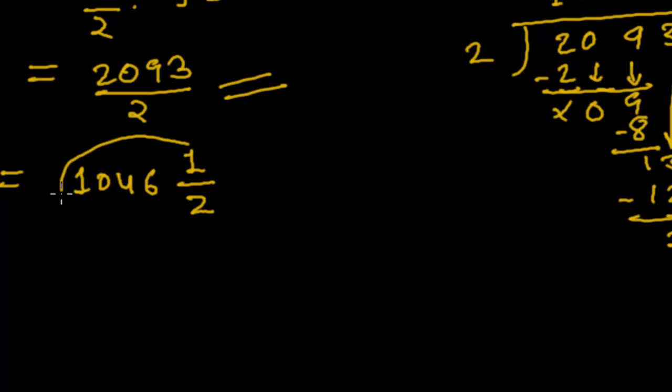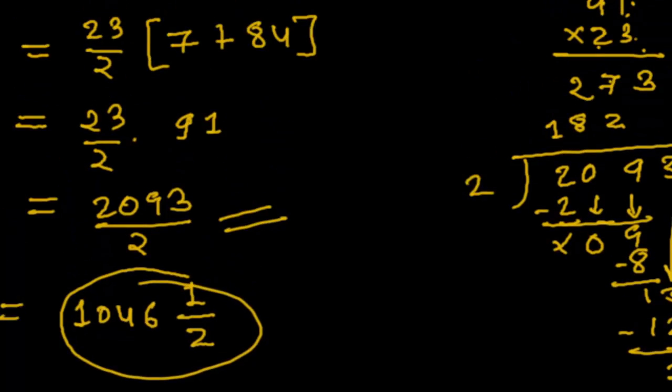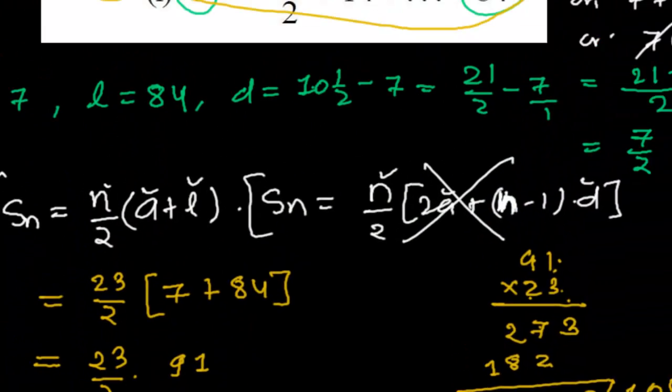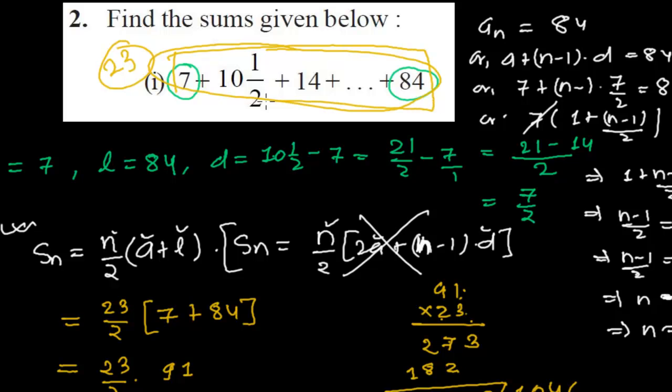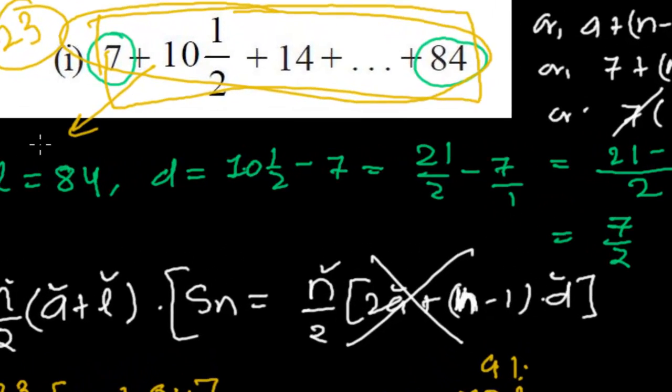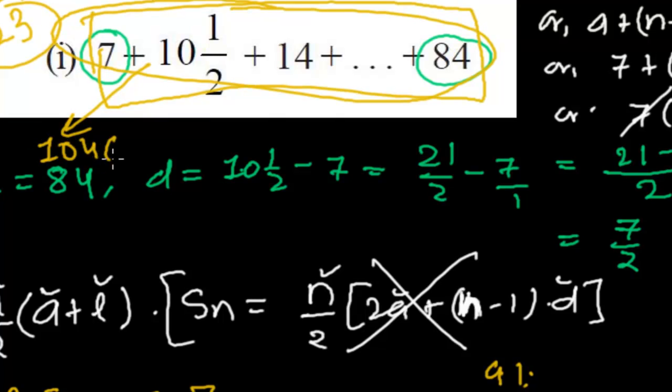This is the mixed fraction of this, or we can also say this is the sum of the n terms, or the sum of the 23 terms of this series, right? This is the sum of this series. We got that, right? The sum of this series is equal to 1046 and half. So like this we have to solve this kind of problem.